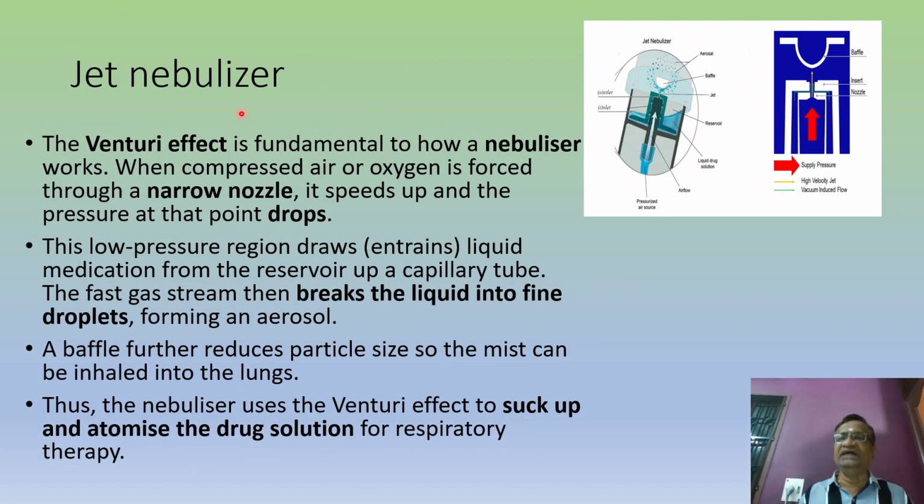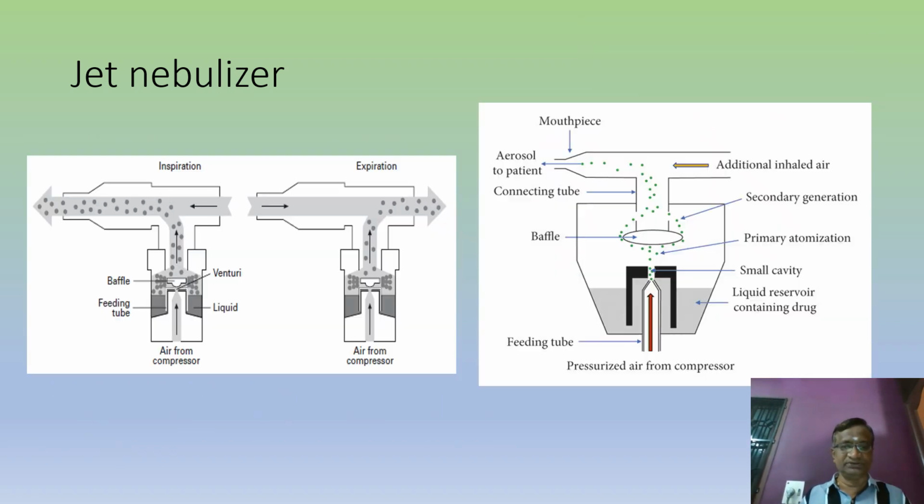Now let us look at a jet nebulizer. In a normal nebulizer, we have a jet of air coming, or it may be compressed air or oxygen. It is pushed through a narrow nozzle. In the narrow nozzle, the pressure drops. It entrains the fluid here, so it becomes droplets and then hits the baffle. Hitting the baffle, it turns into a lot of aerosol. This is called a simple nebulizer using Bernoulli's principle.